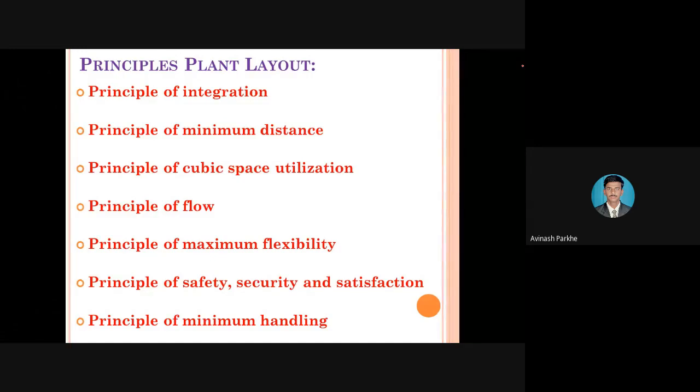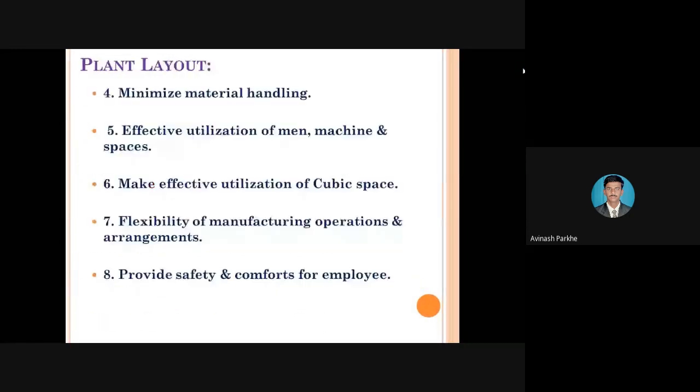If we are utilizing all those facilities in the proper way, then we can say that the plant layout is properly designed. Once the site is finalized, that is, the location of the industry is finalized, we have to focus on the second part, which is called the plant layout. After that, the important objectives we also discussed in the previous lecture. So nearly 8 objectives are there. The list of the objectives is over here.